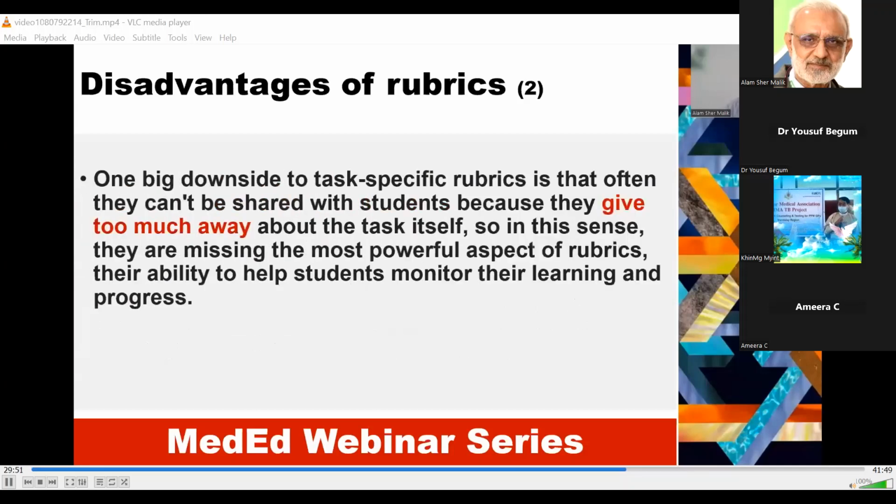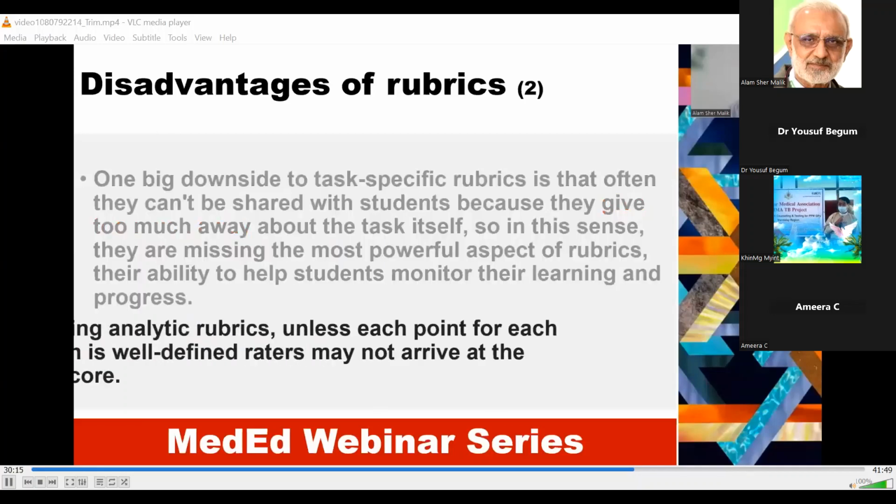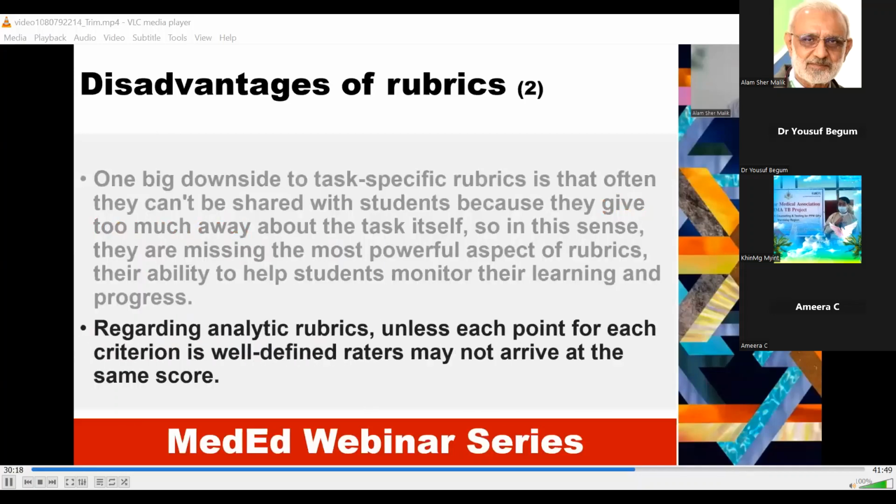One big downside to task-specific rubrics is that often they can't be shared with the students because they give too much away about the task itself. So in this sense, they are missing the most powerful aspect of rubrics, that is, their ability to help students monitor their learning and progress. Regarding analytic rubrics, unless each point for each criterion is well defined, raters may not arrive at the same score.